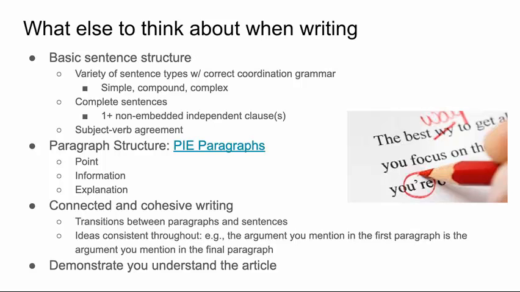I won't be grading you harshly on this, but that is something you should be working on because it is something they consider when they're grading the WPA. Connected and cohesive writing means transition between the paragraphs, so that you finish your previous paragraph and remind your reader a little bit of what you were talking about before, or have natural transitions. Ideas are consistent throughout, so the argument you mentioned in the first paragraph is the argument you mention in the final paragraph. You can vary the language, but make sure it's still the same idea. And then this part, demonstrating that you understand the article.